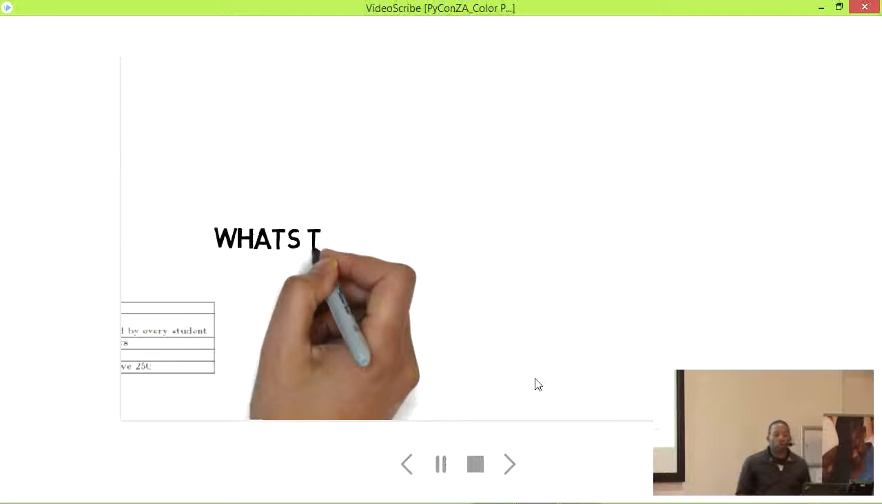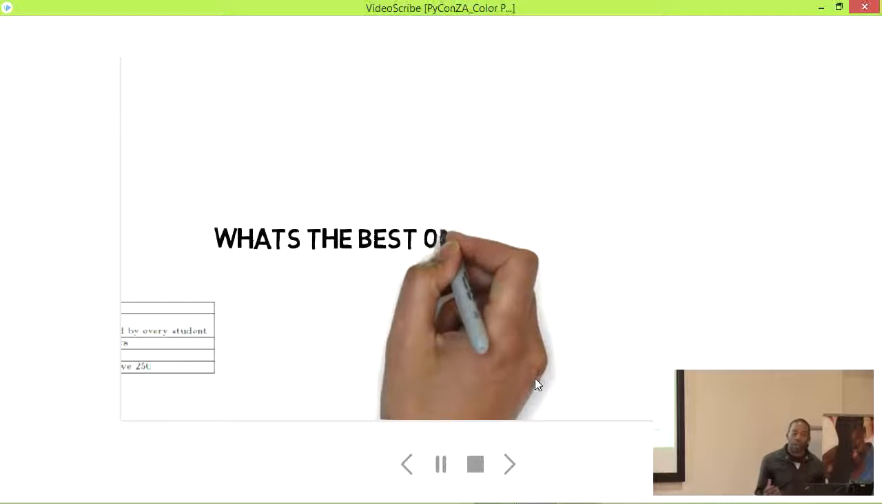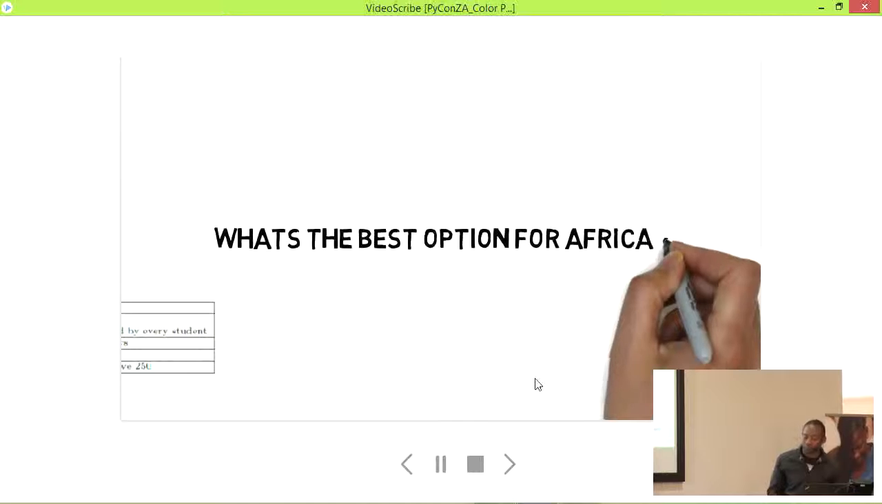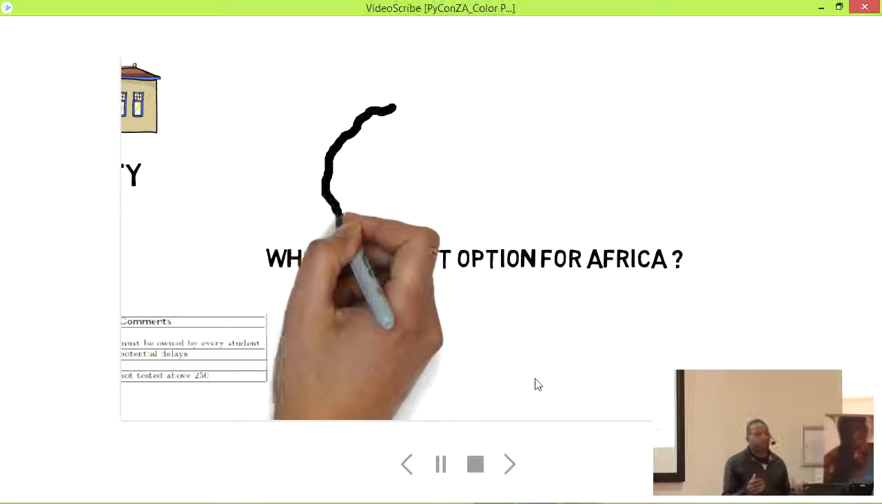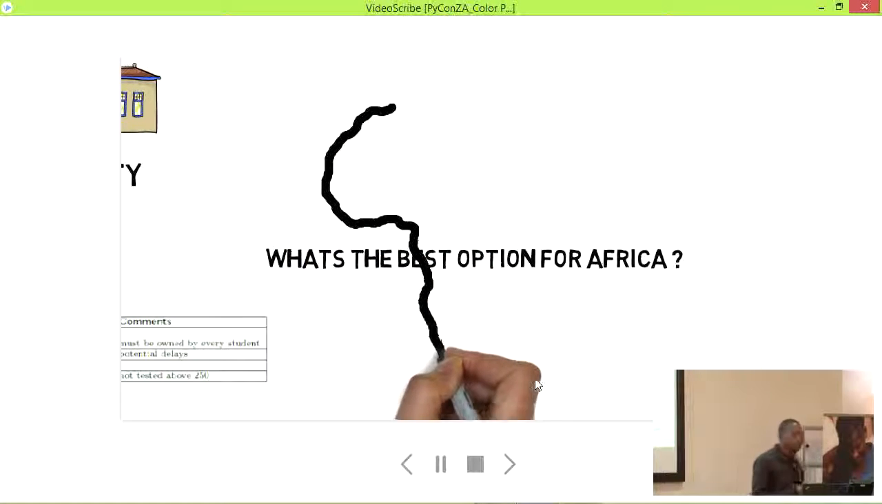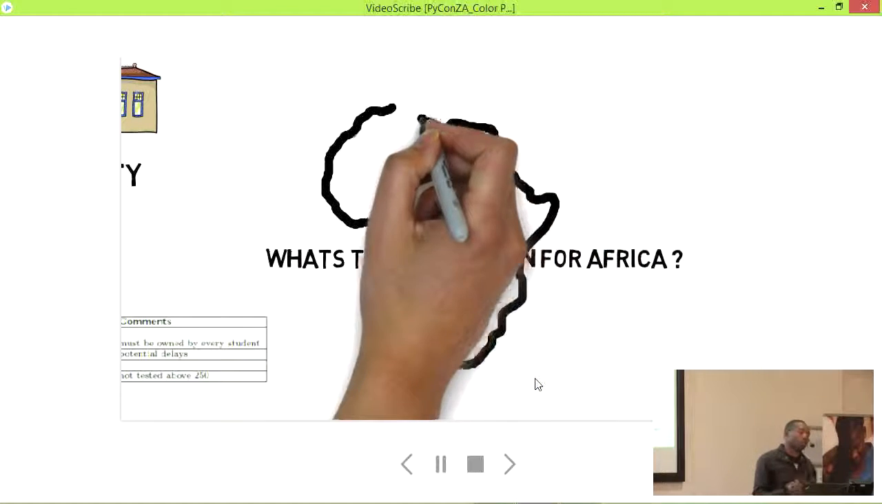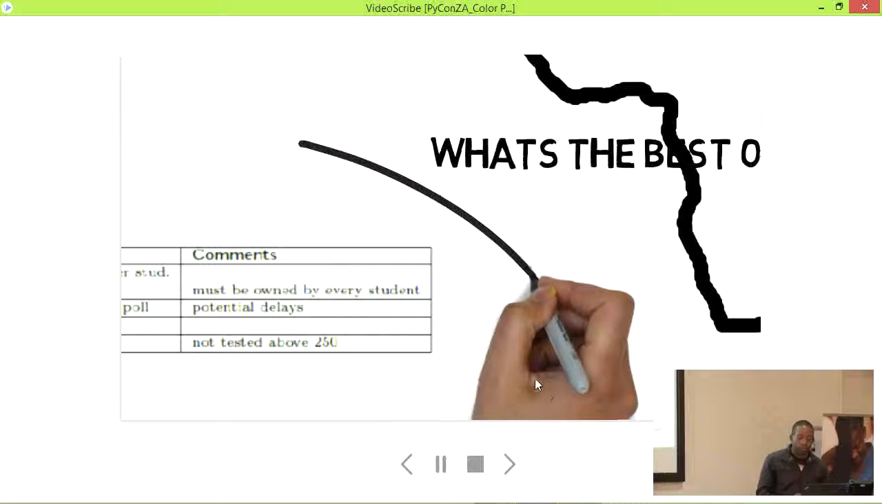So the real question now becomes, what's best for Africa? And what are the options that are best for Africa? Africa is different in terms of what it requires, what it needs, and what works best for it in comparison to all the other continents and the works.